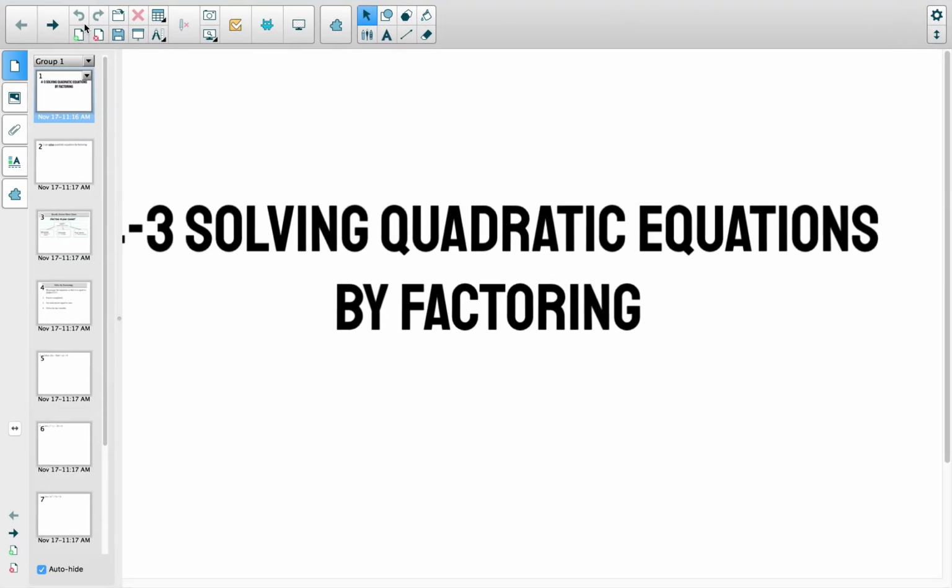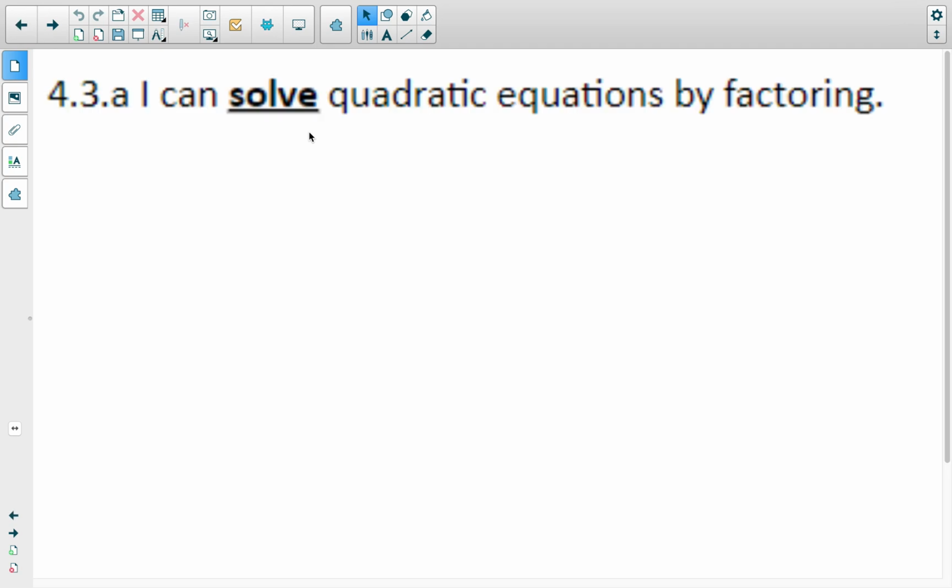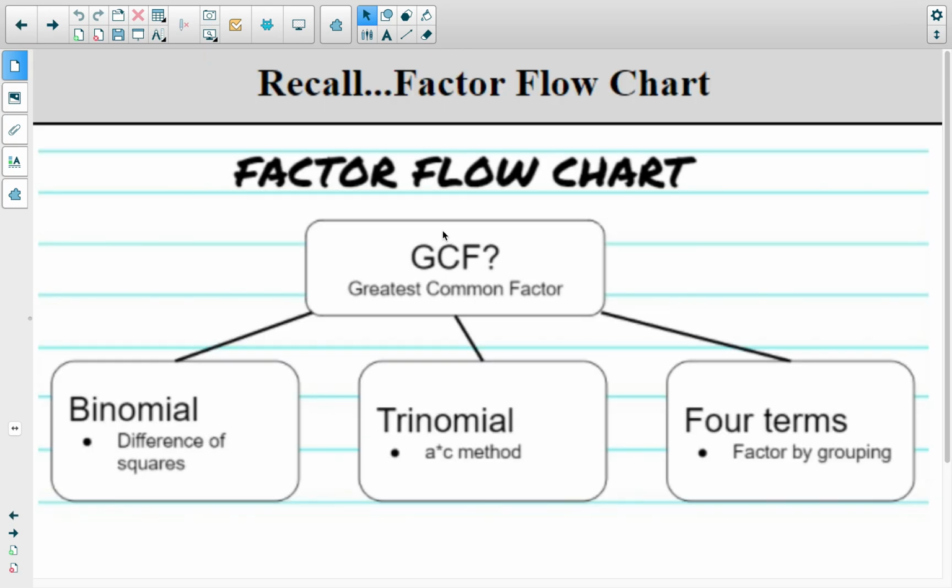This is for 3, solving quadratic equations by factoring. Right, so we're going to build on what we were working through last time with graphing. So remember that with factoring, we can decide how to factor an expression completely by using this factor flow chart. Right, this is from the very beginning of the year.